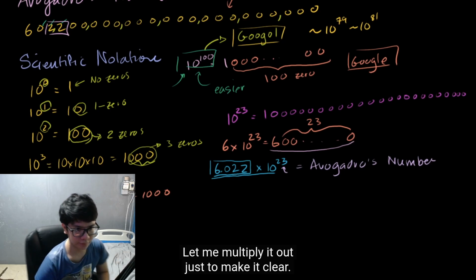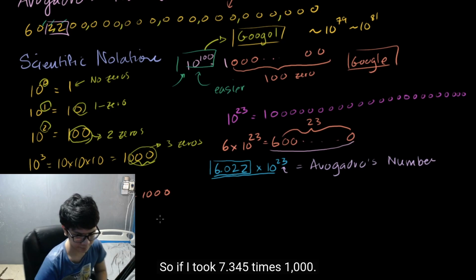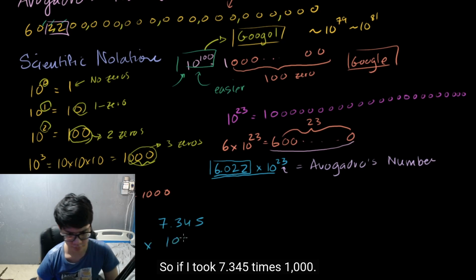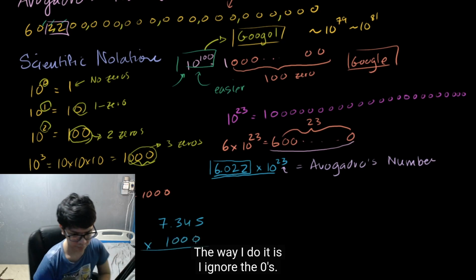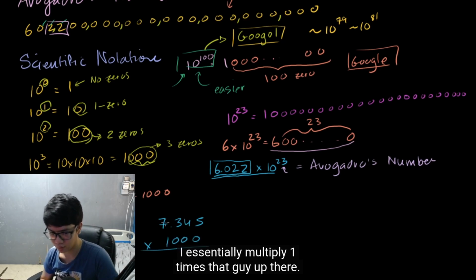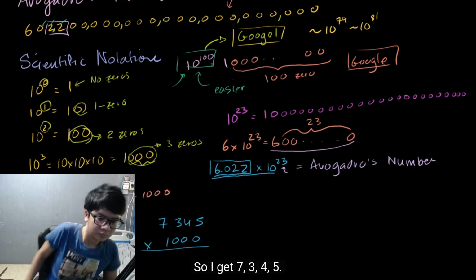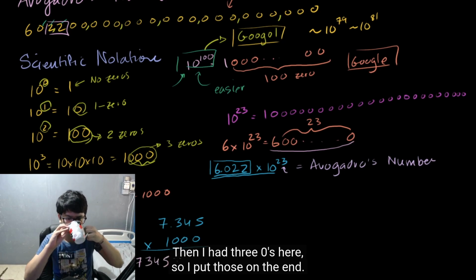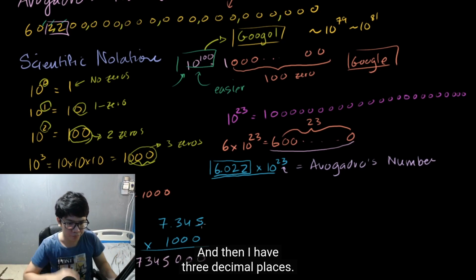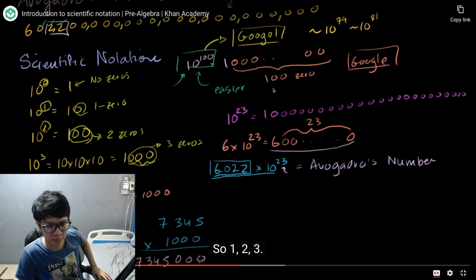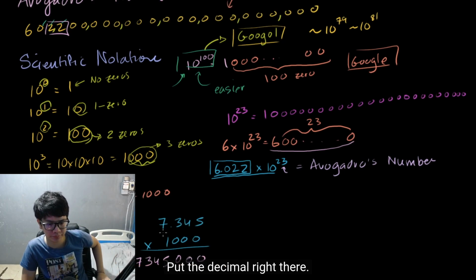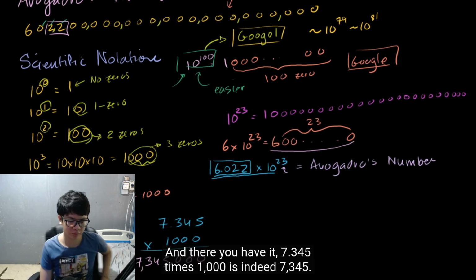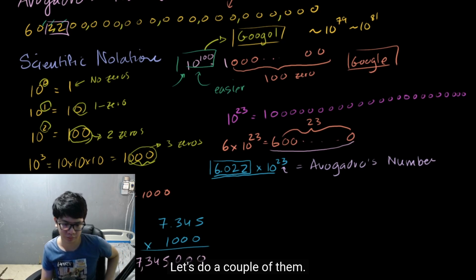Let me multiply it out just to make it clear. So if I took 7.345 times 1,000, the way I do it is I ignore the zeros. I essentially multiply 1 times that guy up there. So I get 7,345. Then I have 3 zeros here, so I put those on the end. And then I have 3 decimal places. 1, 2, 3. So put the decimal right there. And there you have it. 7.345 times 1,000 is indeed 7,345.